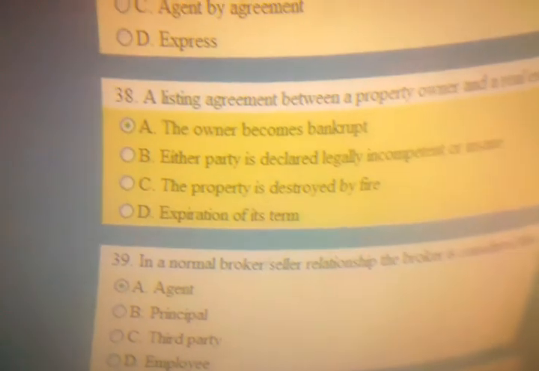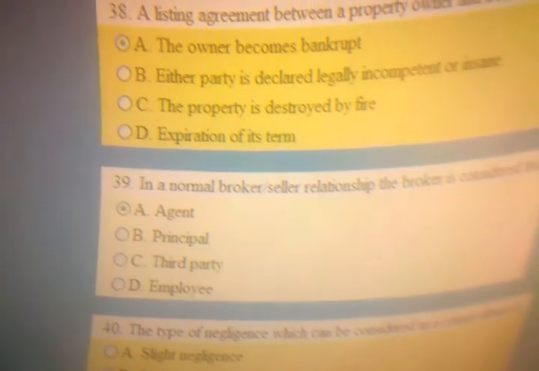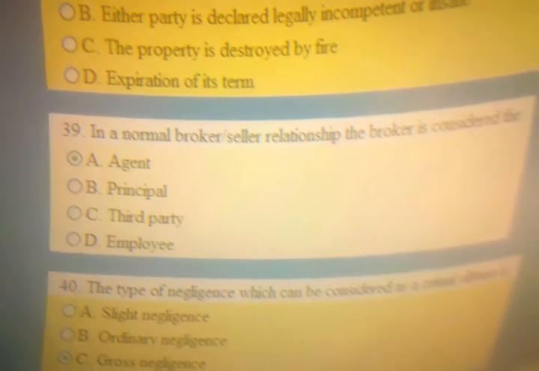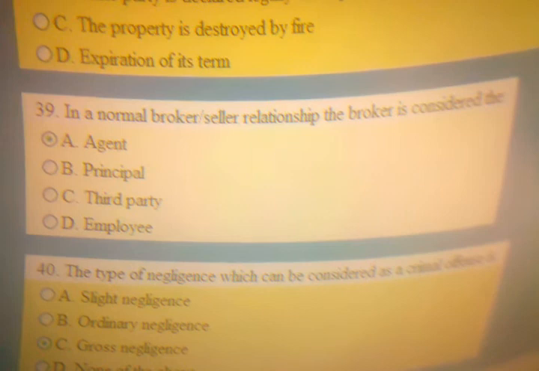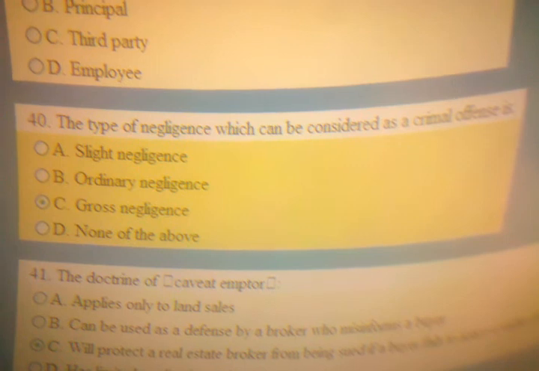Frank was led to believe Mary that Diana was the agent of Mary, when in effect she has not been employed by Mary. Diana would be what type of agent? Ostensible. Listing agreement between a property owner and a real estate broker is ordinarily terminated except owner become bankrupt. In a normal broker-seller relationship, broker is considered the agent. Type of negligence can be considered criminal offense is gross negligence.